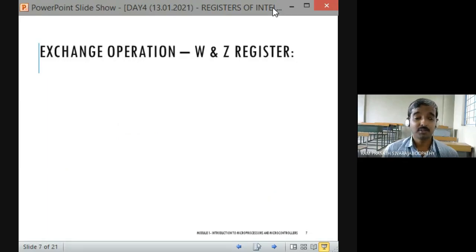So now we are going to discuss the purpose of the W and Z registers. W and Z registers are non-accessible registers. That means through a program you cannot put any content in the W and Z registers. These two registers are also used for internal operation of the CPU. Okay. For example, in 8085 there is an exchange operation.